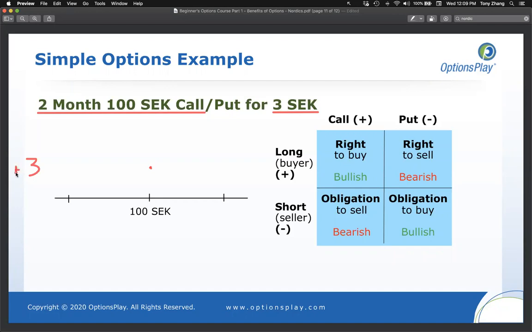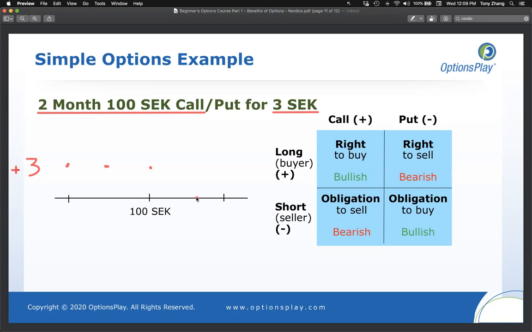Positive 3 crowns. And if the stock is anywhere below 100 crowns, that same statement is true, because guess what? No one's going to ask me to sell them a 100 crown stock that they can just buy elsewhere for $95. Why would they buy it from me for 100 crowns when they could buy it on the open market for lower? So what you're going to see is that a call seller looks basically the exact opposite of a call buyer, because the two parties are on opposite sides of the transaction.